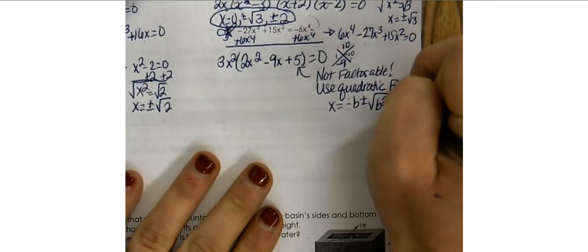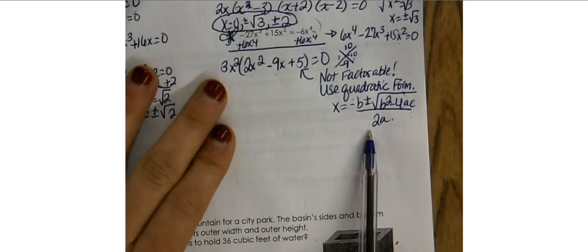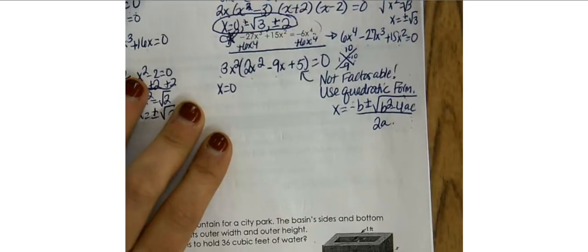So the quadratic formula is x equals the opposite of b plus or minus the square root of b squared minus 4ac all over 2a. And we're allowed to use the quadratic formula because 2x squared minus 9x plus 5 is quadratic. And we want to find the x-intercepts of the equation, and the quadratic formula will help us do that. I already know that x equals 0 is one of my solutions, and that comes from 3x squared. So now I just need to find my other solutions.